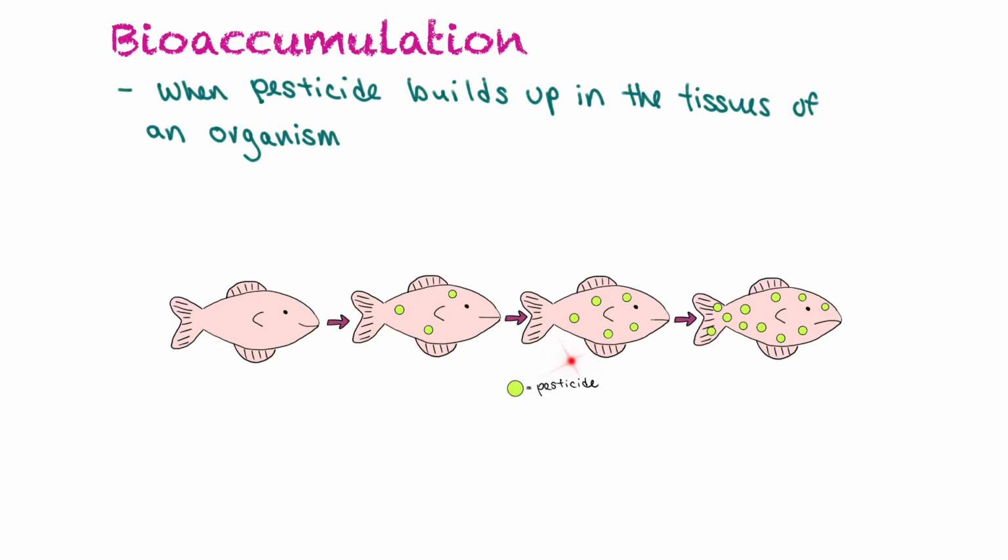I've represented the pesticide as this little green dot or circle. So we have a fish, and then the fish somehow eats something that has a pesticide. Now it has 3 little dots of pesticide, and then it eats something else that has pesticide, and now it has 5. Eventually, as time goes on, there's more and more pesticide building up in the tissues of the organism. A lot of pesticides and toxins that have this type of effect get stored in the fatty tissues of the animal, and then they don't get broken down. They stay there forever and cause disastrous effects to the health of that organism.